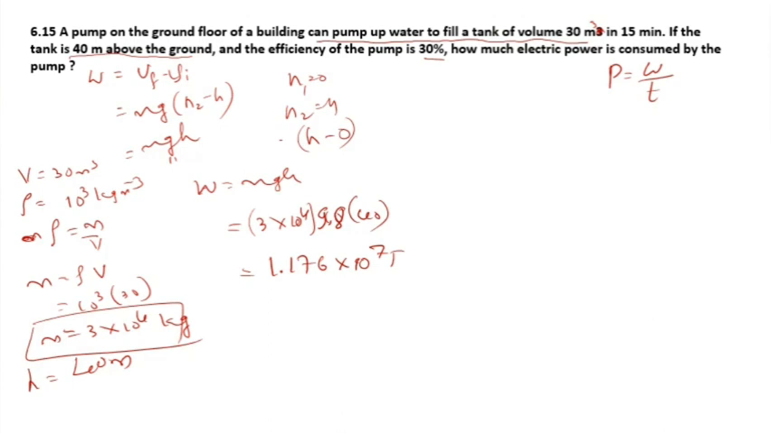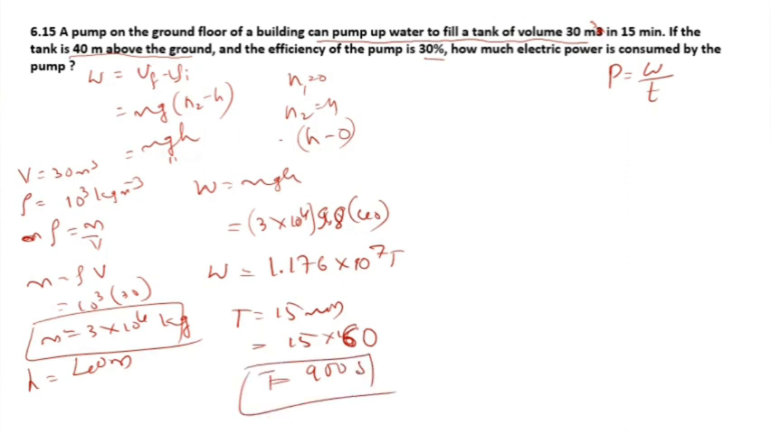Okay, and the time taken to lift this much water, where there will be 1.176 into 10 to the power 7 joule of work, is 15 minutes. We should convert it into the SI system, which is second. So this is 15 into 60, so there will be 900 second. Time is equal to 900 second.